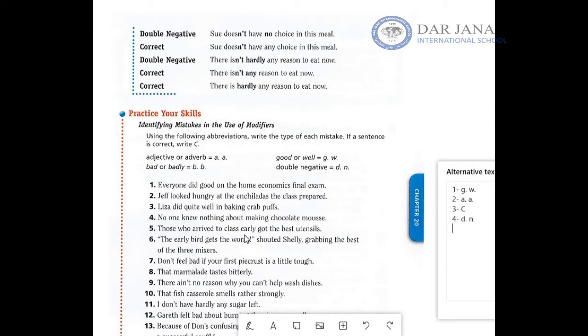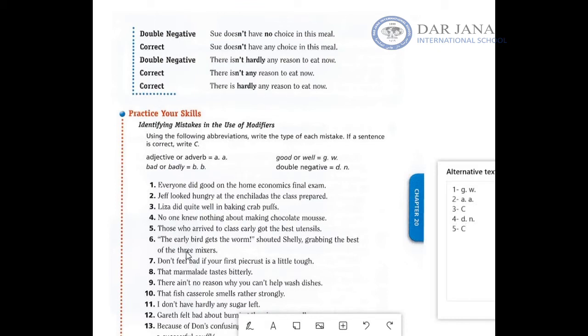Sentence 5. Those who arrived to class early got the best utensils. Early is used here as an adverb. It answers the question when, and it modifies the verb arrived. It's used here correctly. So sentence 5 is correct.